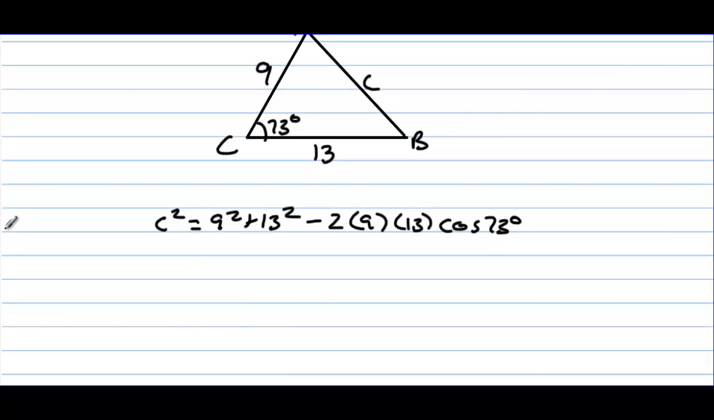So on the calculator, I'll take 9 squared plus 13 squared minus 2 times 9 times 13 times the cosine of 73, and I get 181.585, and then we take the square root of the answer, and we get C is 13.475.